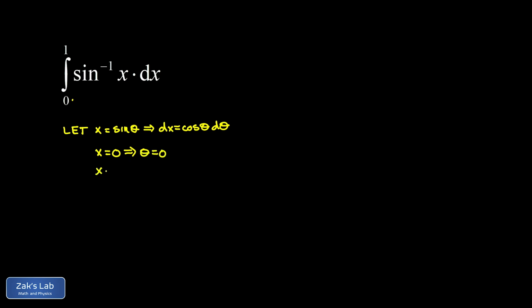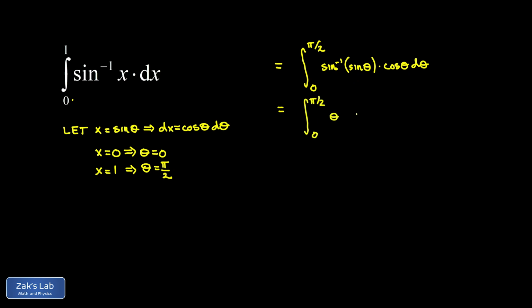We do the same thing for the upper limit. When x is 1, I get 1 equals sine theta. And the sine of theta is equal to 1 when theta is pi over 2. Okay, so this whole thing has been transformed to the integral from 0 to pi over 2. And then this inverse sine of x becomes the inverse sine of theta. And my dx was a cosine theta d theta. And so this inverse sine undoes the sine, and I end up with a factor of theta there. And this leaves me with a classic integration by parts integral, theta cosine theta d theta.